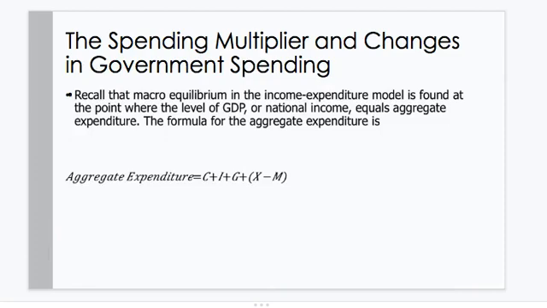The spending multiplier and changes in government spending. Recall that the macro equilibrium in the income-expenditure model is found at the point where the level of GDP or national income equals aggregate expenditure. The formula for aggregate expenditure is C plus I plus G plus net exports, which is exports minus imports.